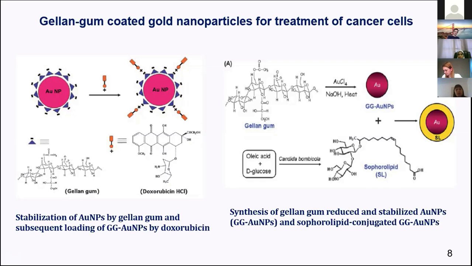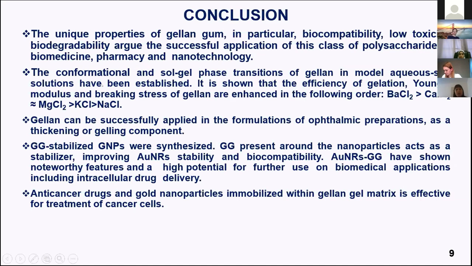Conclusion. The unique properties of gellan gum, in particular biocompatibility, low toxicity, and biodegradability, argue for successful application in pharmacy and nanotechnology. The conformational and sol-gel phase transition of gellan in model aqueous salt solutions have been established. It's shown the efficiency of gelation in salt models and the breaking stress of gellan enhanced in the following order: barium, calcium, magnesium, potassium, sodium chloride. Gellan can be successfully applied in the formulation of ophthalmic preparations as a thickening or gelling component.